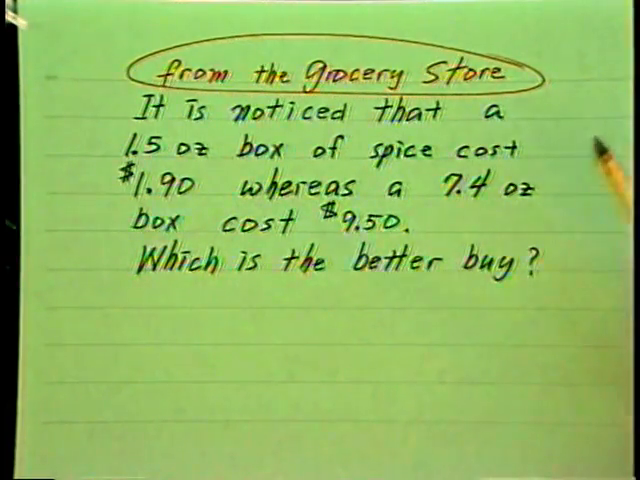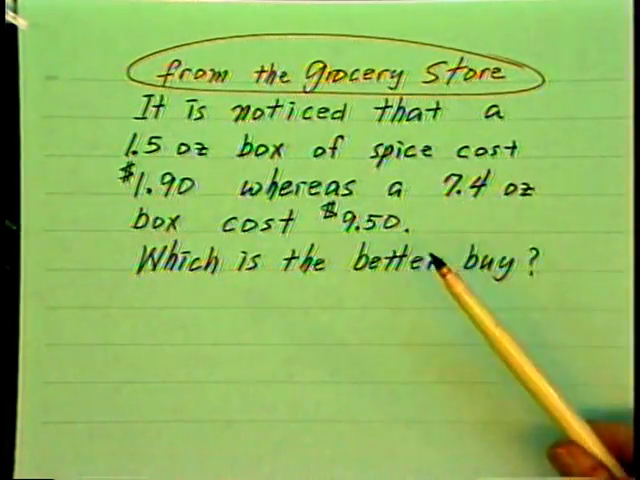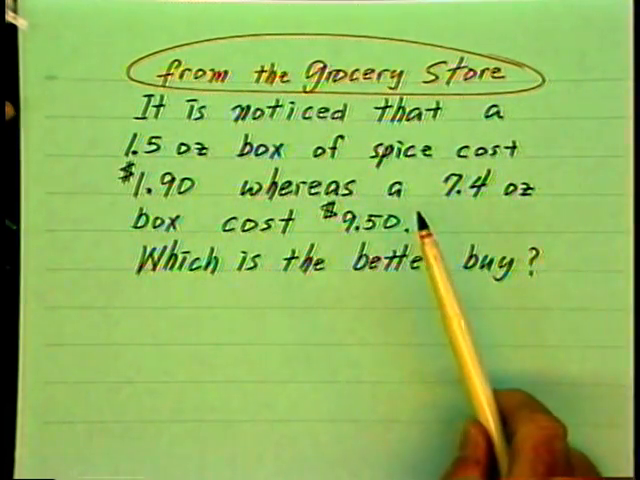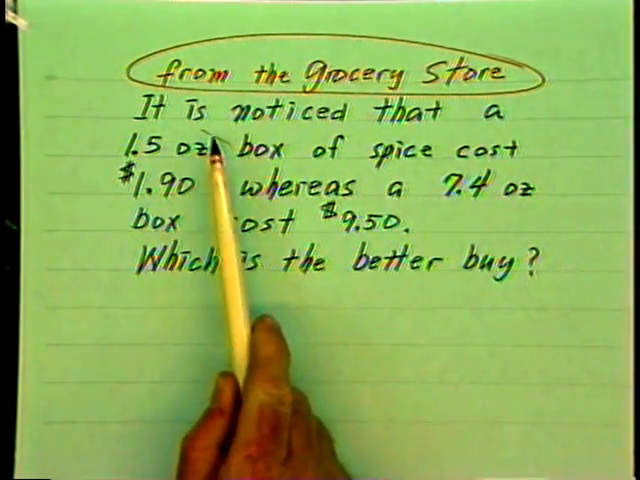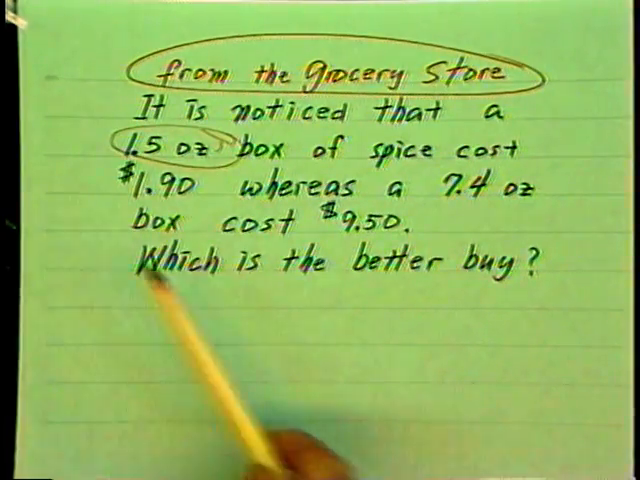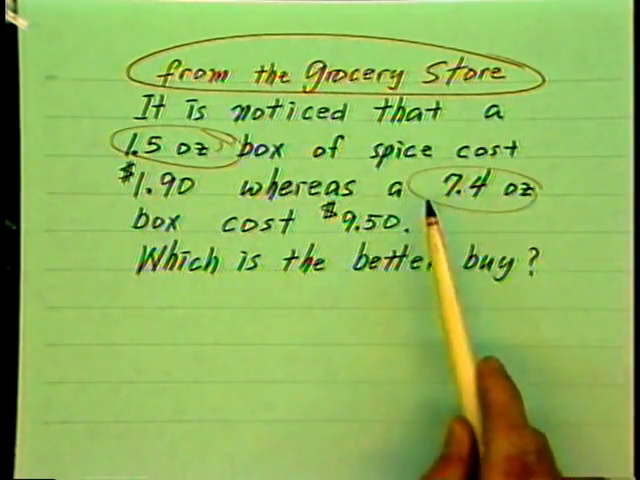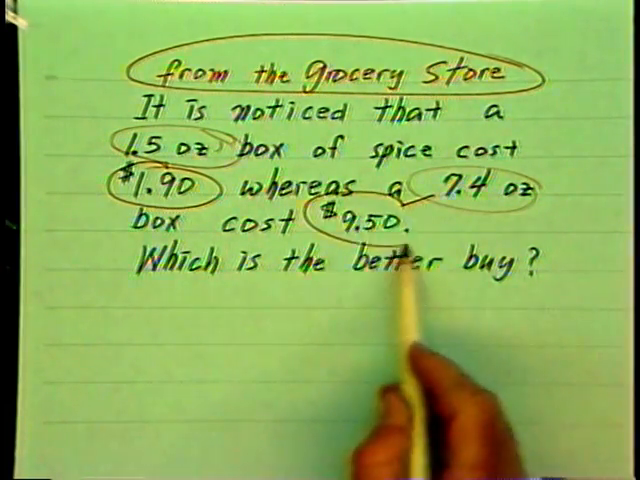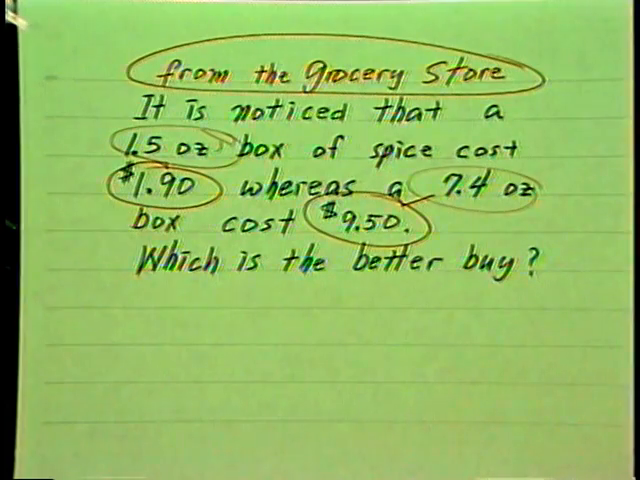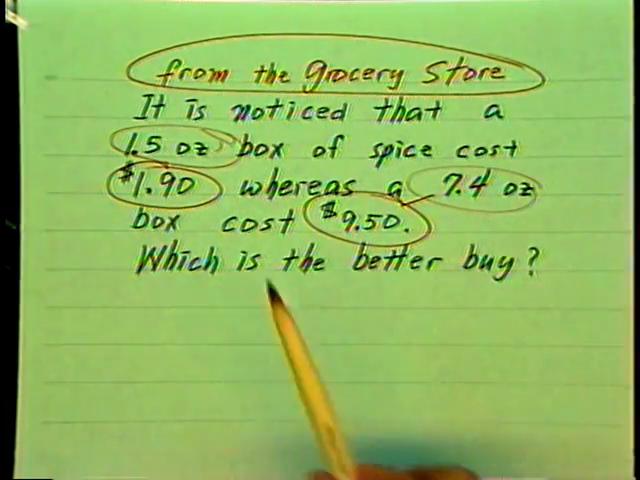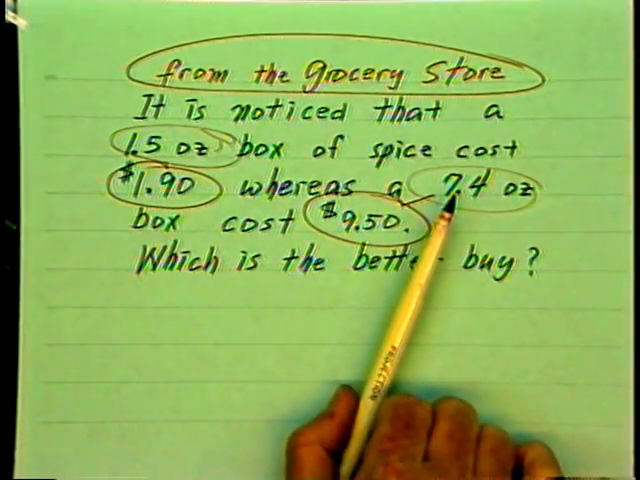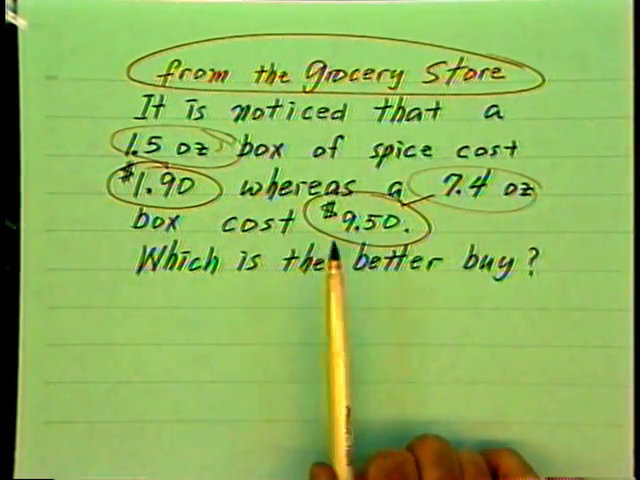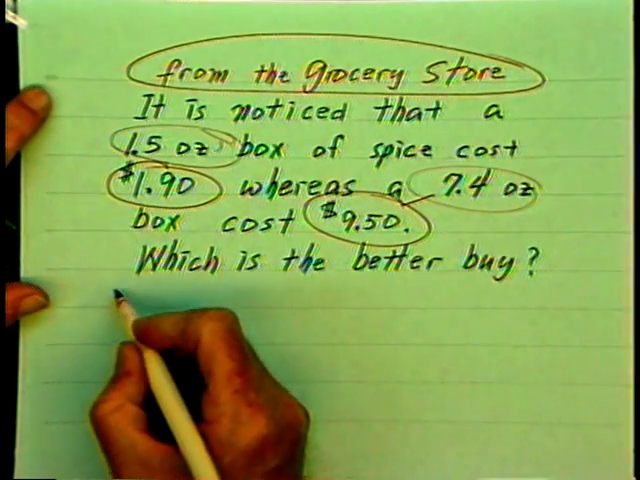Here's a problem that occurred to me in the grocery store just the other day, and it fits into the proportion pattern very nicely. See, we have 2 situations. We have a small box and a large box. The small box cost $1.90 and the large box cost $9.50. Which is the better buy? Well, you would normally assume that they'll probably both cost the same, or if anything, the larger box might be a little bit cheaper. Let's see if that's really the case.